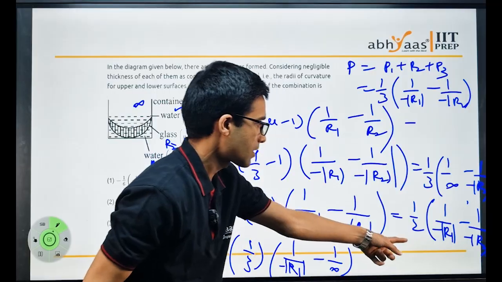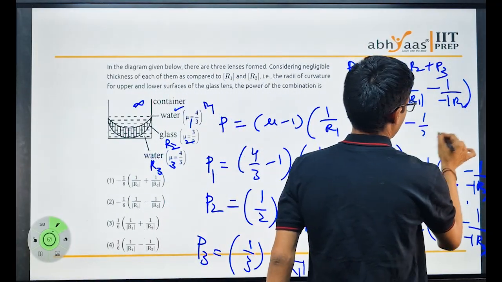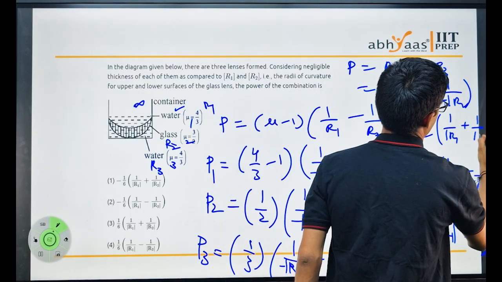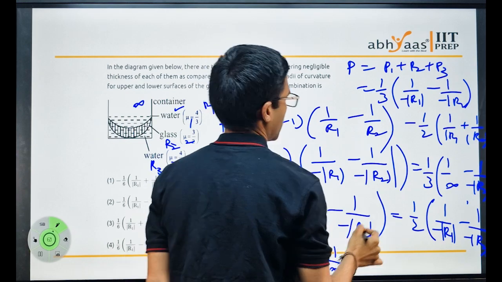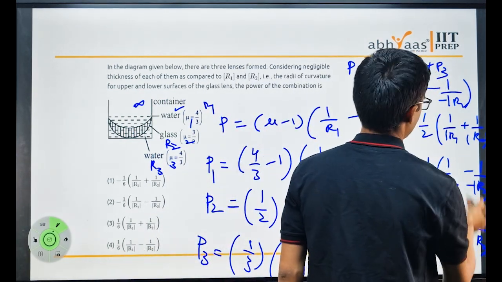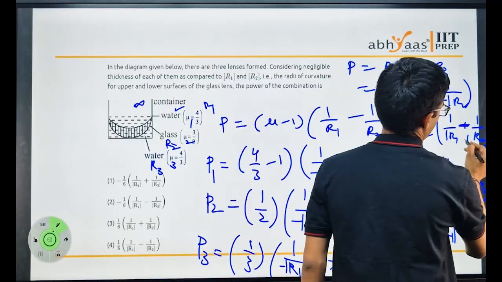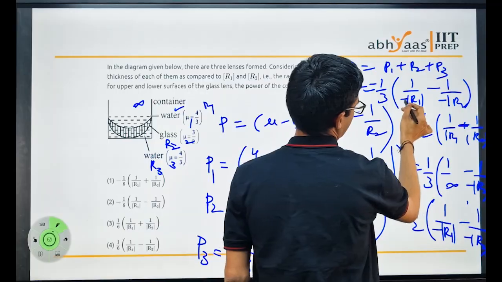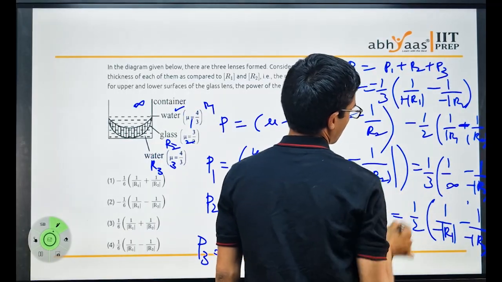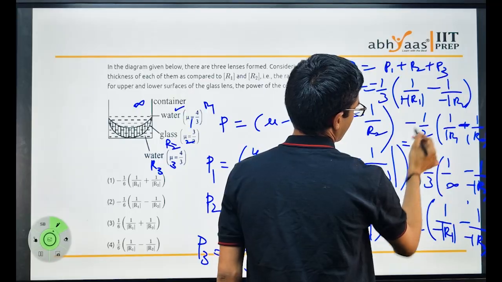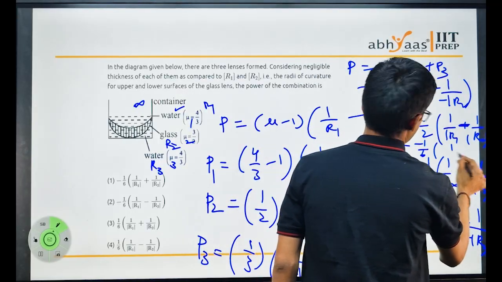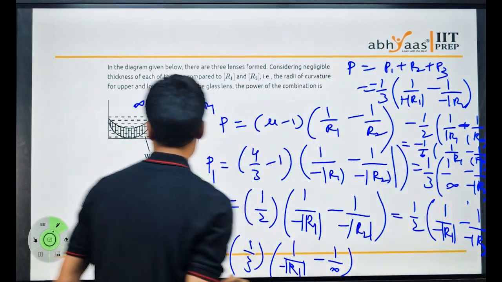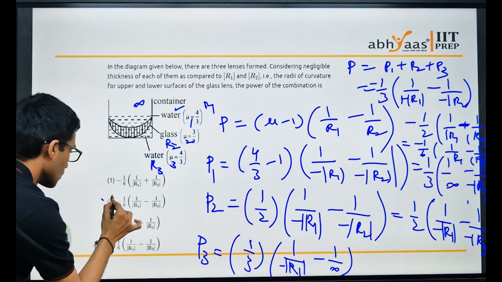Then, if you see here what happened: minus 1 by 2, if you take it common, 1 by R1 minus 1 by R2. So 1 by 3 minus 1 by 2, taking the negative common, you will get 2 minus 3, which is minus 1 by 6. So this is minus 1 by 6 into (1 by R1 minus 1 by R2). This is the option.